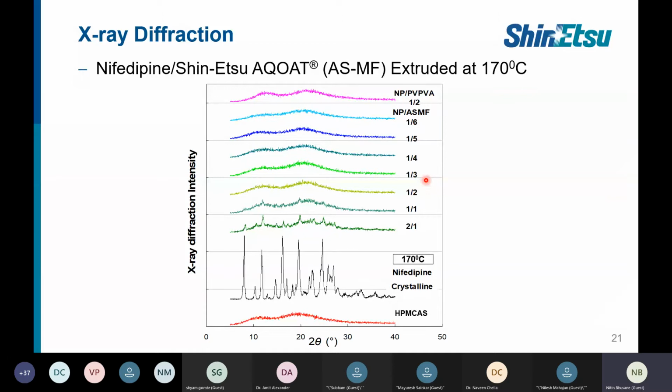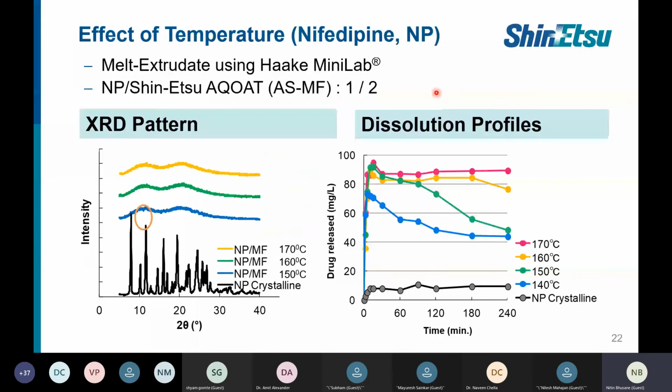Whereas with PVPVA 1:2 proportion, you can still see some crystalline peak. That's why your drug was not completely converted into amorphous form. First thing, solubility was not improved, as you saw in the previous slide also. So we had checked what the effects of the different proportions of the carrier are. Now, the second important parameter for HME is the temperature.